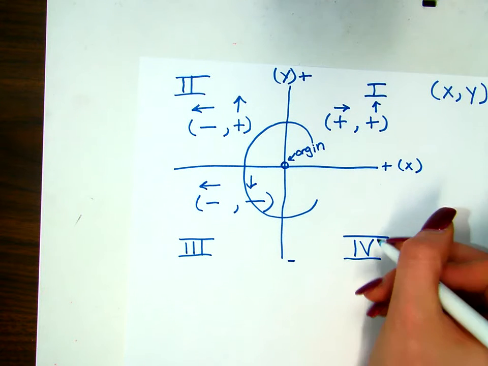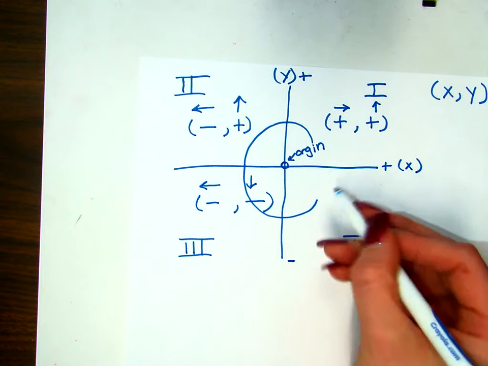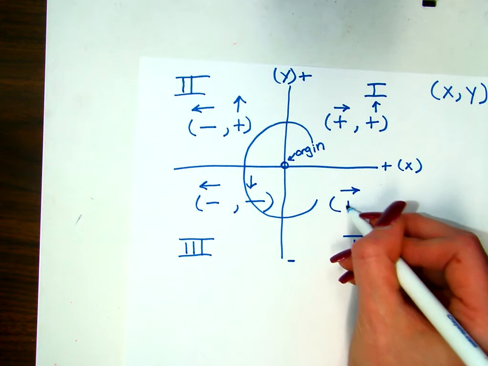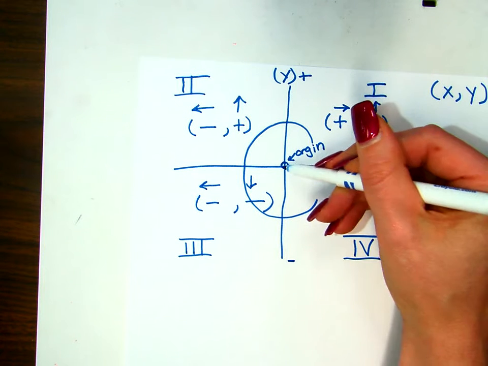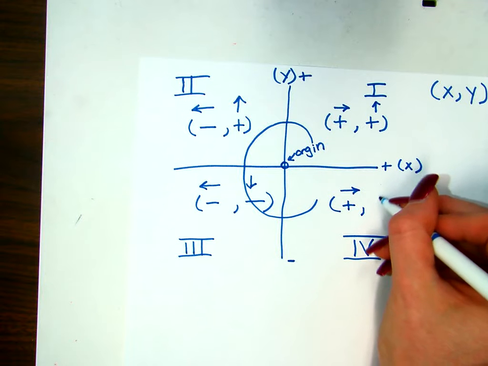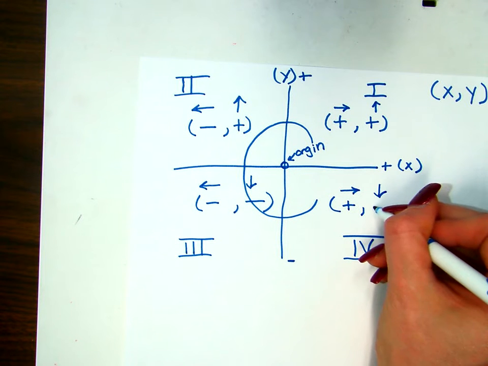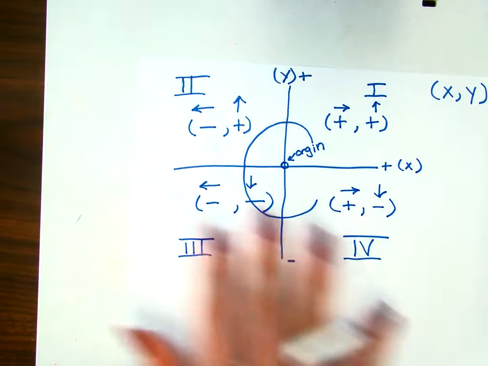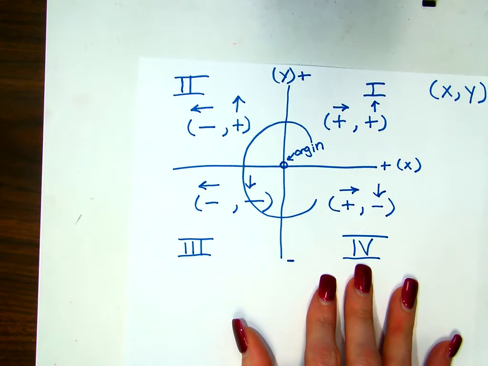And then my last quadrant, quadrant 4, again, I see that my X is moving to the right, so that is positive on my number line. And I see here that Y is still moving down. So if Y is moving down, I know that that's going to be a negative. Okay, so just remember your coordinate graphing.